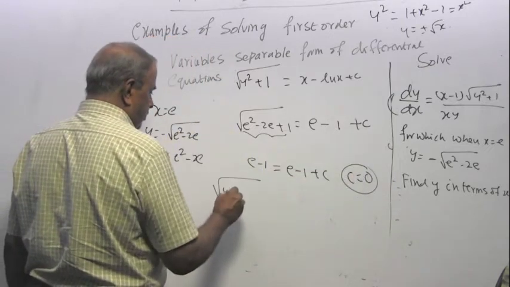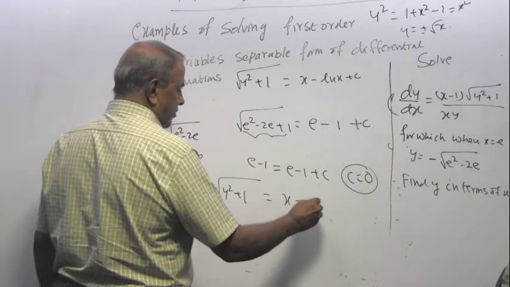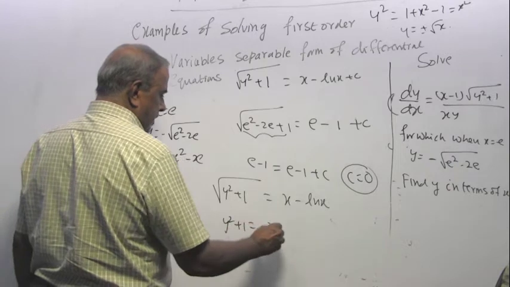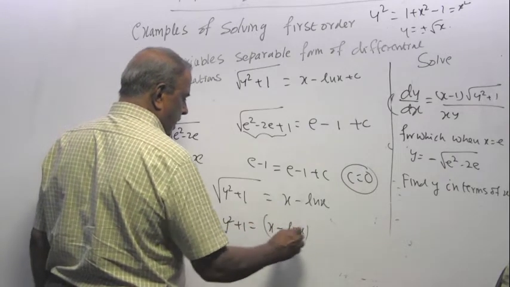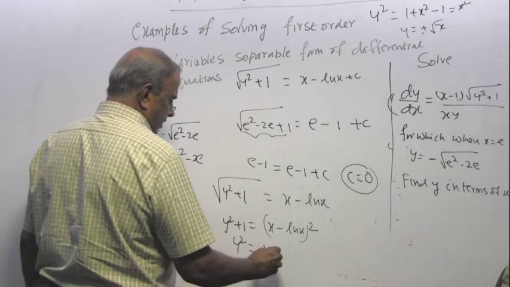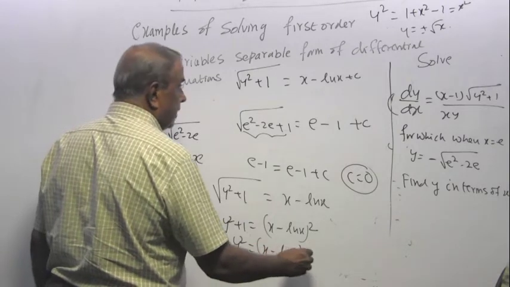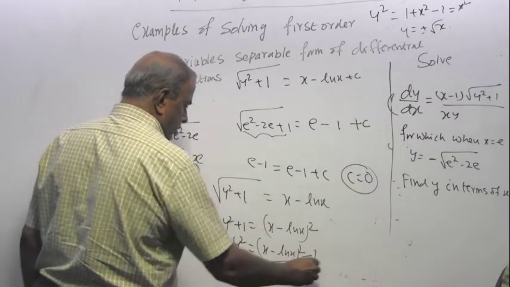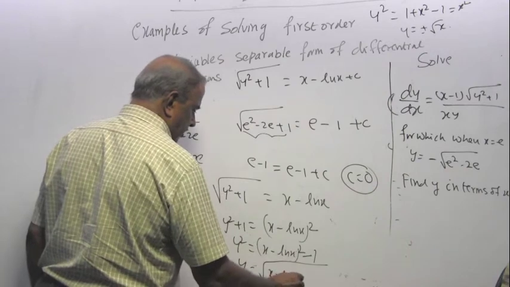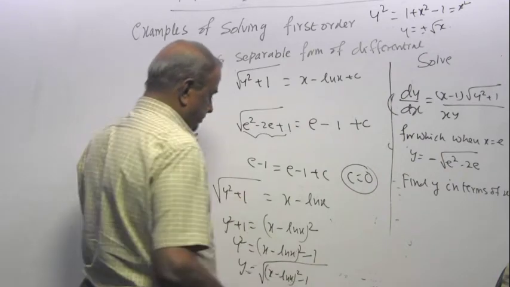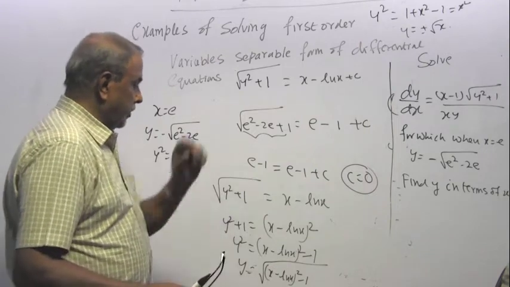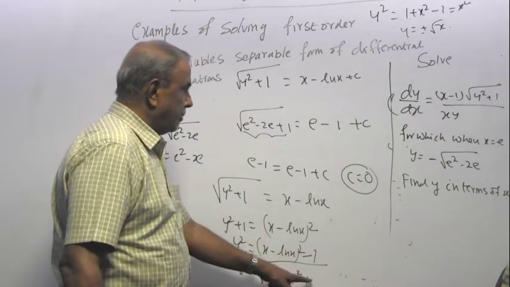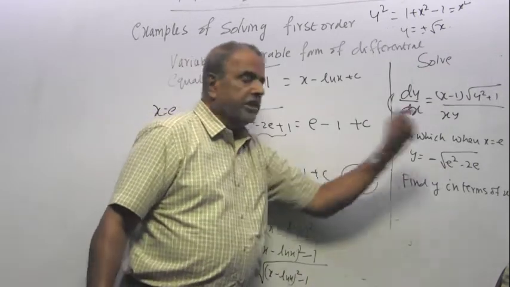So root of (y squared plus 1) equal to x minus ln x. So y squared plus 1 equals (x minus ln x) the whole squared. y squared is equal to (x minus ln x) the whole squared plus 1 minus 1. So y equal to root of ((x minus ln x) the whole squared minus 1). Now, remember when I put x as e, what do I get? (e minus 1) the whole squared minus 1 gives me e squared minus 2e.